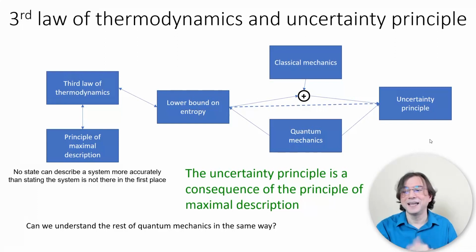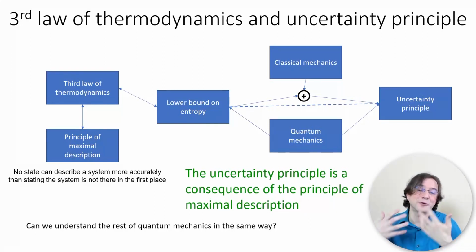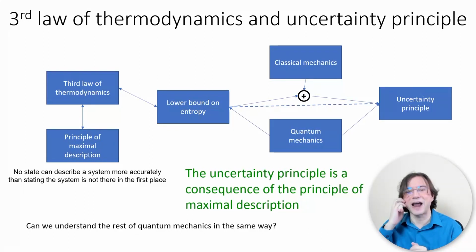And so the idea is really that you can understand the uncertainty principle as a consequence of the third law, which is this principle of maximal description: no state can describe the system more accurately than stating that the system is not there in the first place.